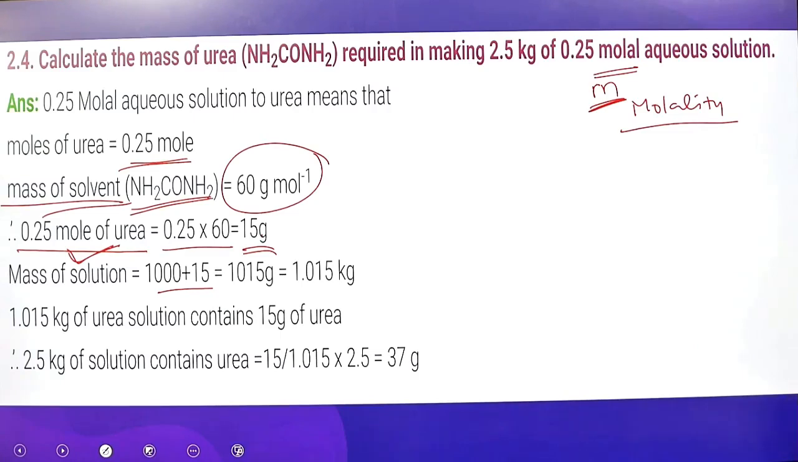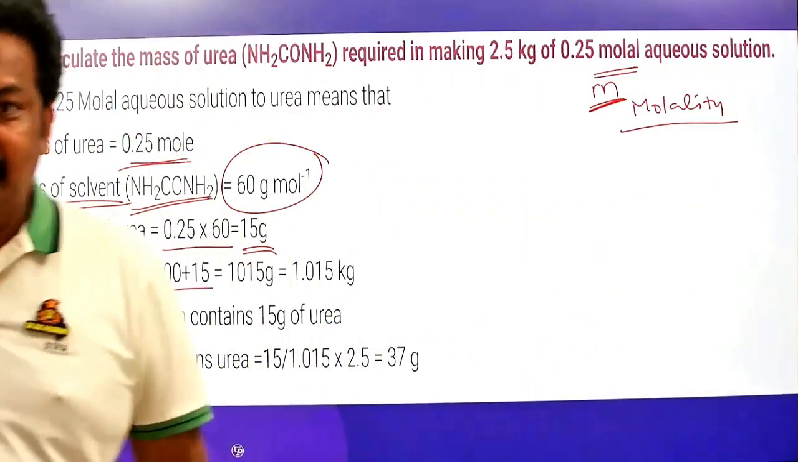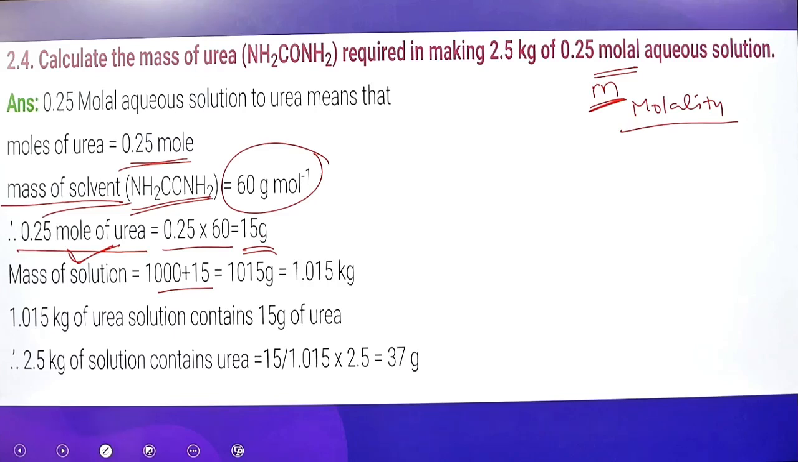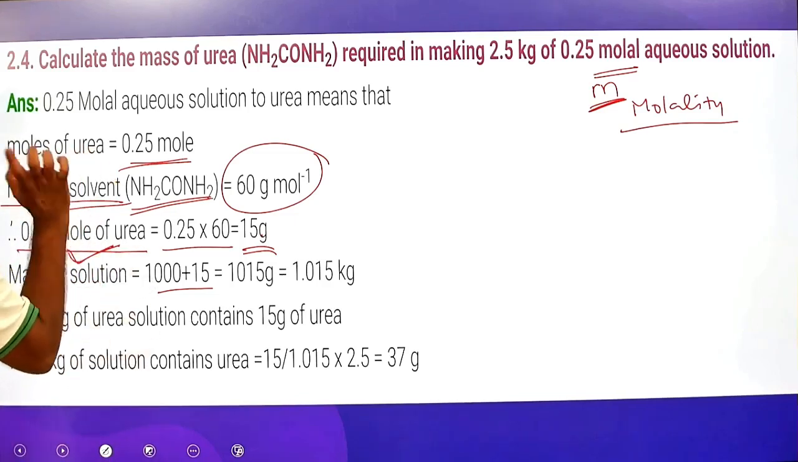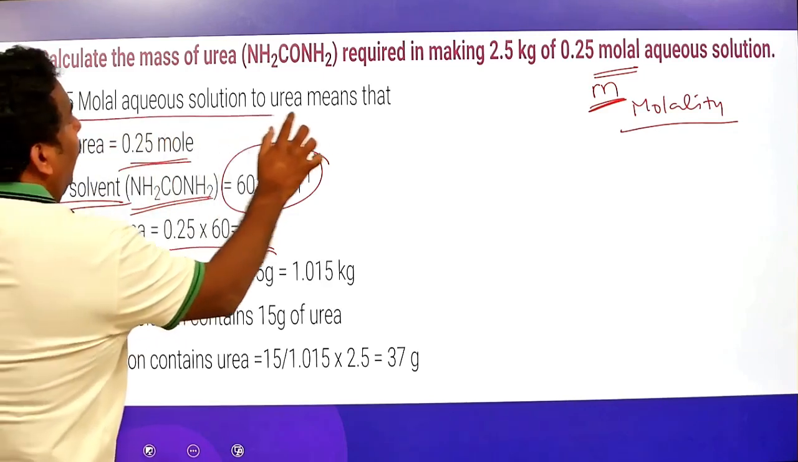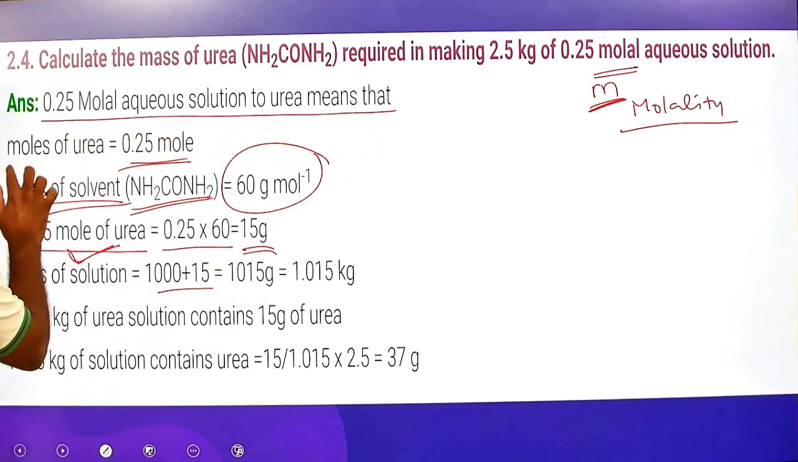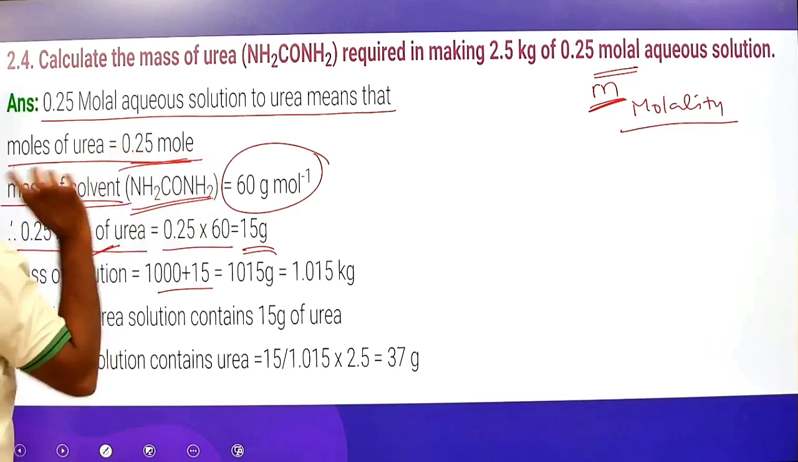So, now you have to explain to me step by step what it means. What is the first step, what is the second step? I will go from Aditya. First step you explain, second step, third step, fourth step, fifth step. We will close this problem. Aditya. Wait. 0.25 molal aqueous solution of urea means that moles of urea equal 0.25 mole.